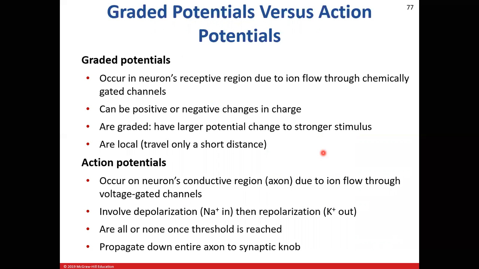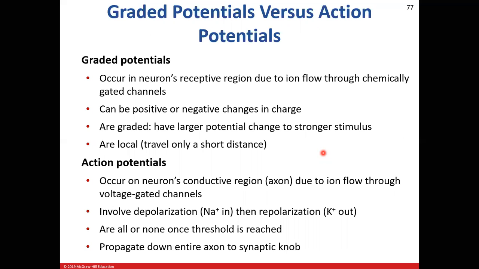So let's compare graded potentials versus action potentials. And this will be a really good slide for us to really understand the difference. So if you've had a little confusion up to now as to what they are, hopefully this slide really helps to clear a lot of that up. So a graded potential occurs in the neuron's receptive region due to the ion flow through the chemically gated channels. So these are occurring really in our dendrites and our cell bodies of the neuron. Again, they can be positive or negative changes in the charge, so that we have EPSPs and IPSPs.